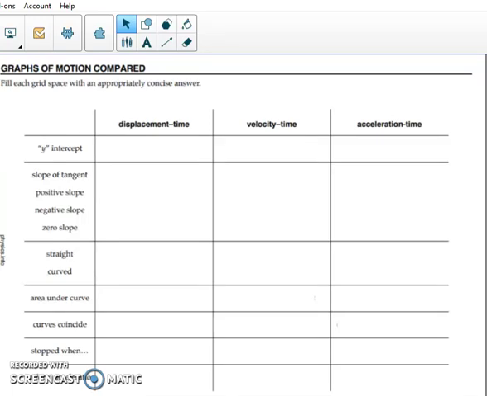Welcome back. This is part 2 of comparing different types of graphs. If you have not yet seen part 1 about displacement versus time graphs, you'll need to go there first.